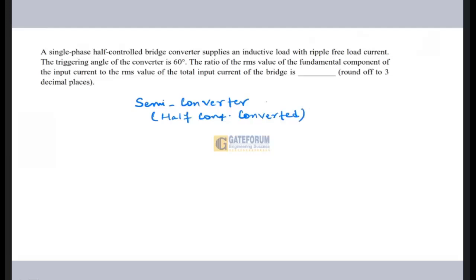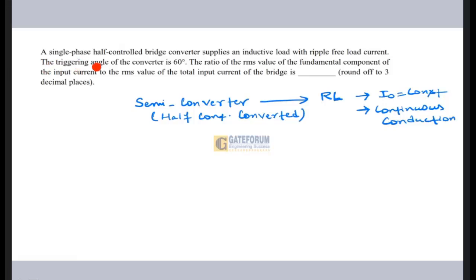And they have also given that it is connected with the RL load. Inductive load means RL load, not a purely inductive load, with a ripple free load current. That means I naught is constant and it is a case of continuous conduction. They're telling that the triggering angle is 60 degree. So alpha is given as 60 degree here.